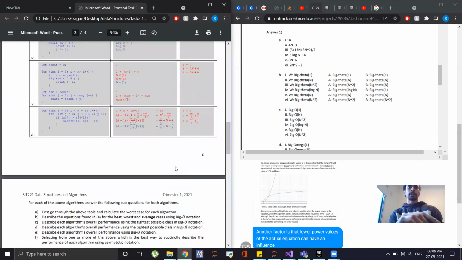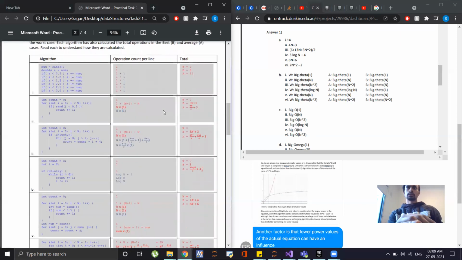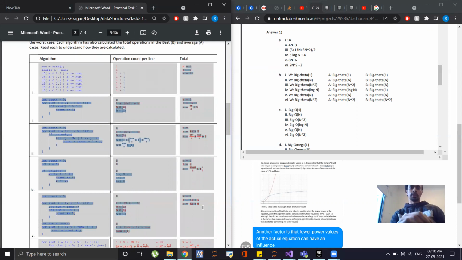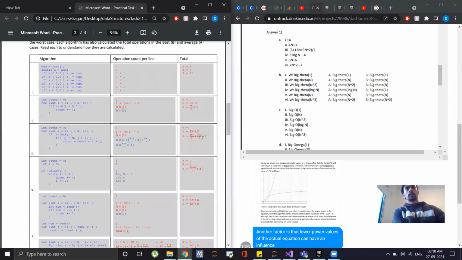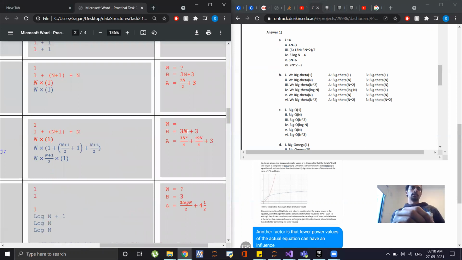What's the tightest bound of everything? The worst, best, and average case. To calculate the tightest bound is just one equation. So in this case, we'll just see the maximum degree variable. In this case, for example, it's n. In this case, it's n square and log n. So that will be our answer.